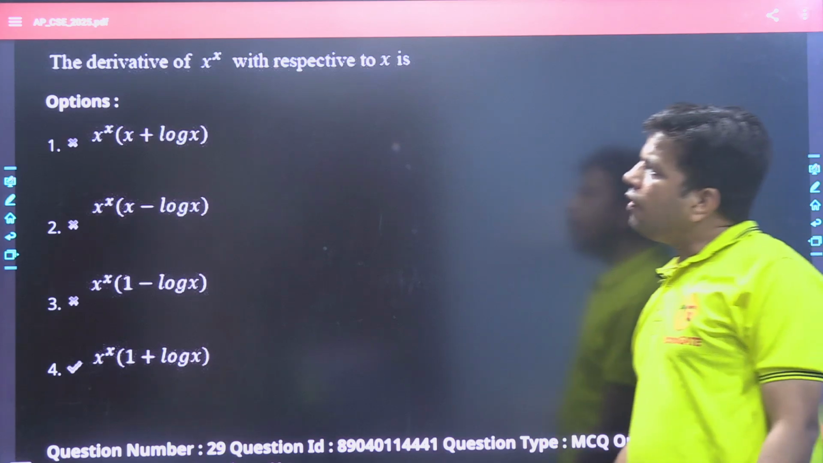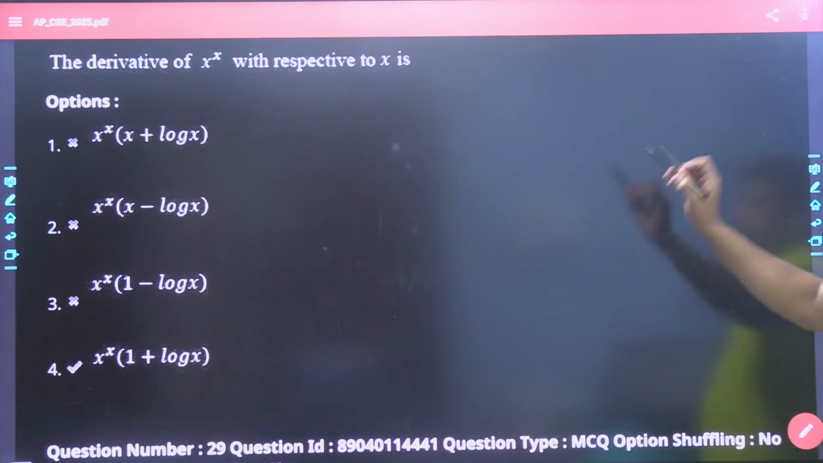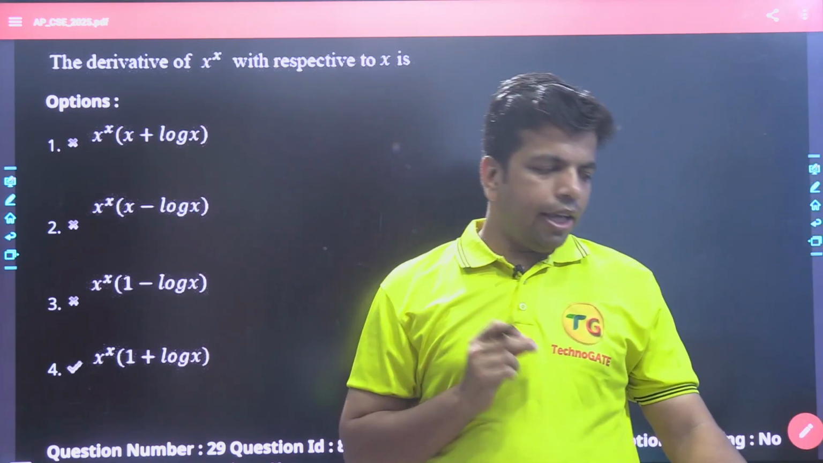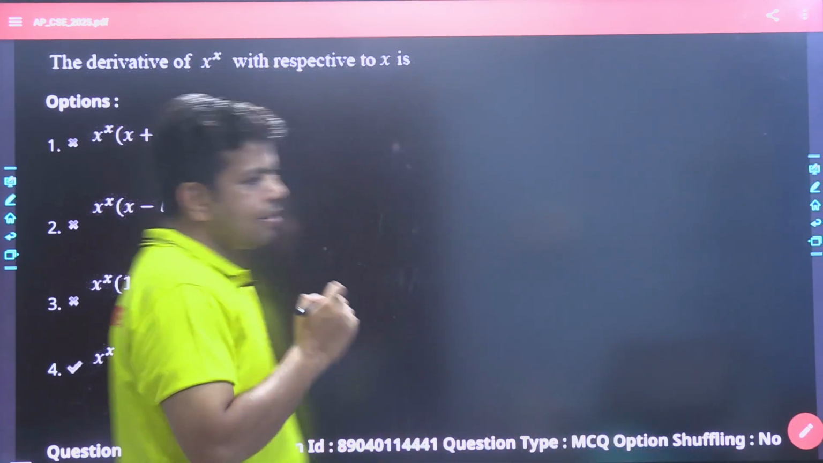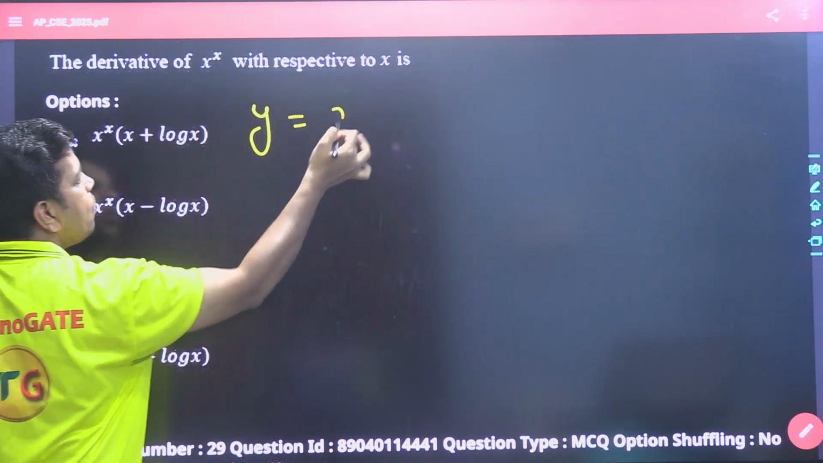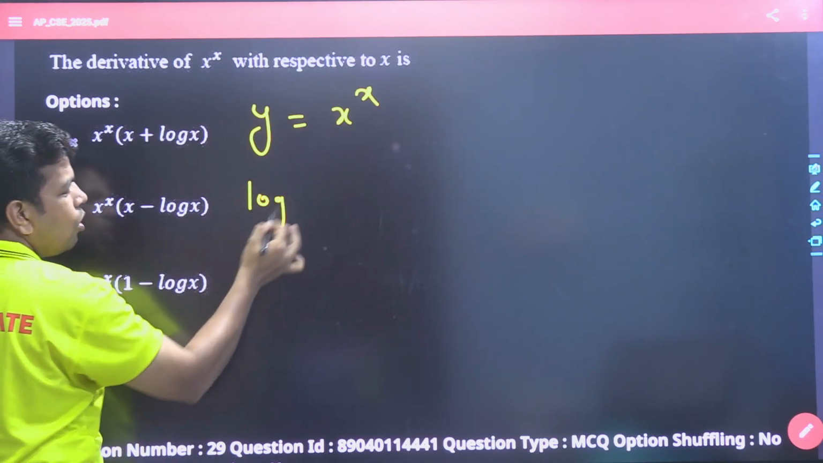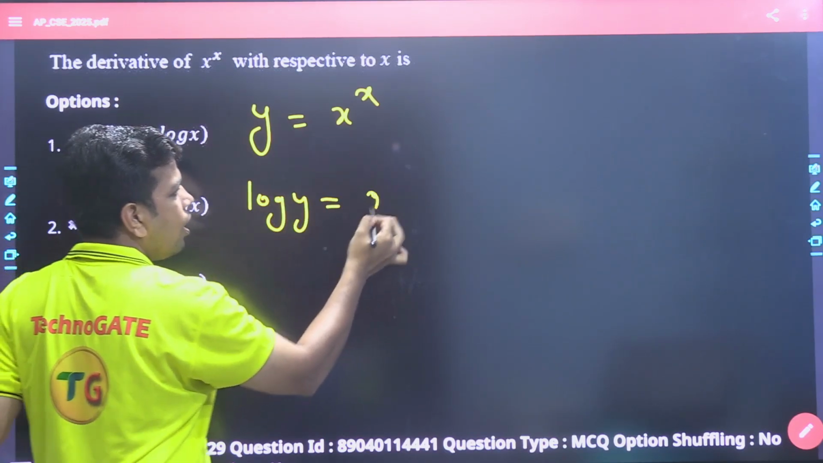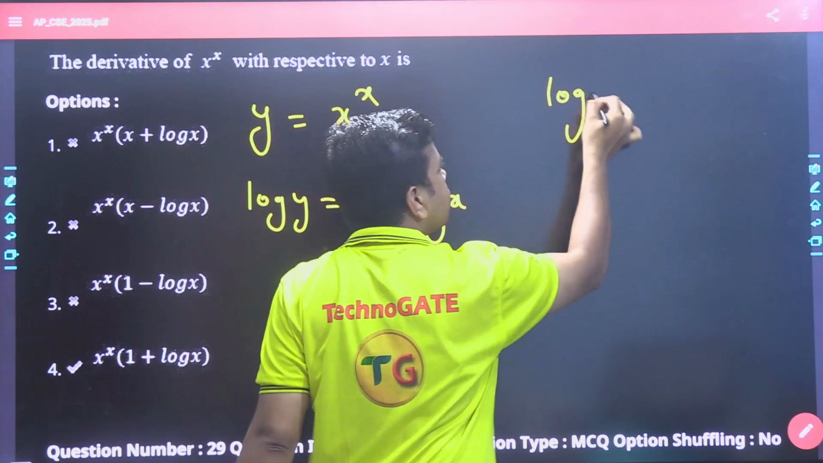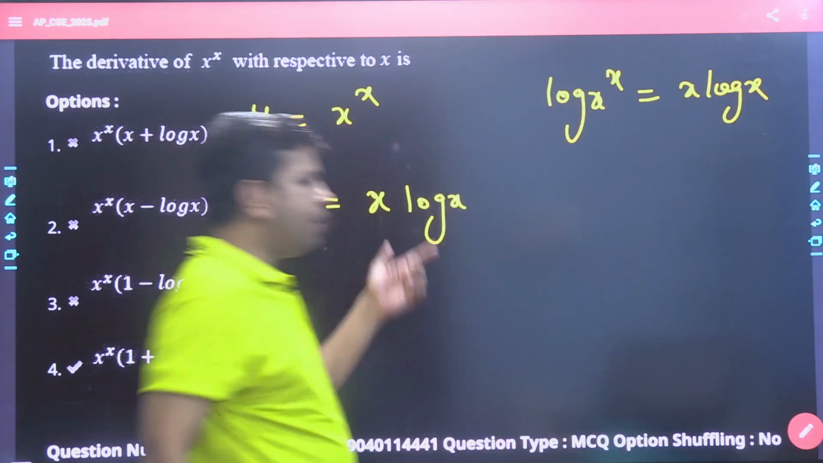The derivative of x to the power x with respect to x is what? We need to find the derivative of x to the power x with respect to x. So y is equal to x raised to x. Just take log on both sides. So log y is equal to x log x, because log of x to the power x becomes x log x.